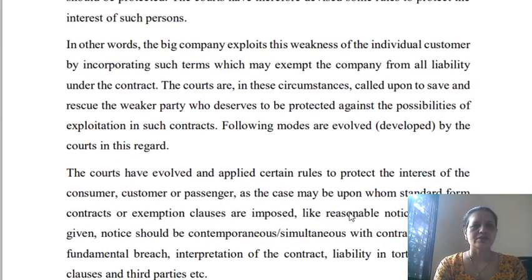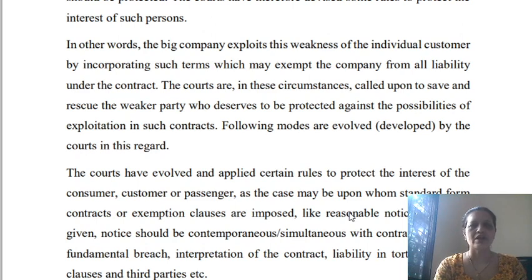In other words, the big company exploits the weakness of the individual customer by incorporating such terms which may exempt the company from all liability under the contract. The courts in these circumstances are called upon to save and rescue the weaker party who deserves to be protected against the possibilities of exploitation in such contracts.